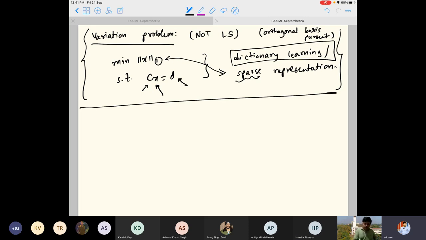So how do we solve? Okay, so the solution to the linearly constrained least squares problem.